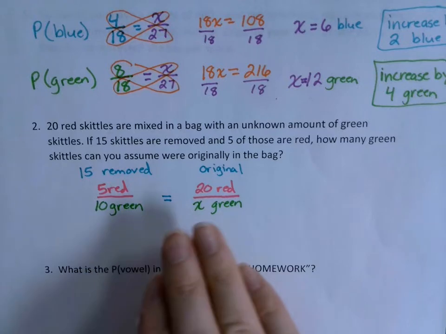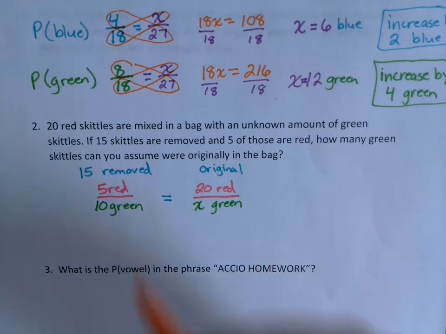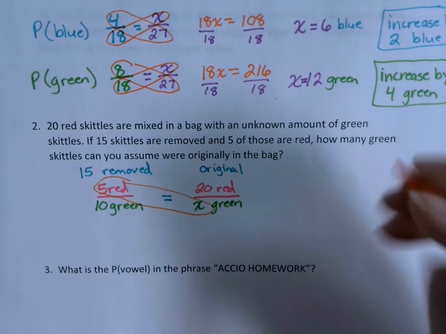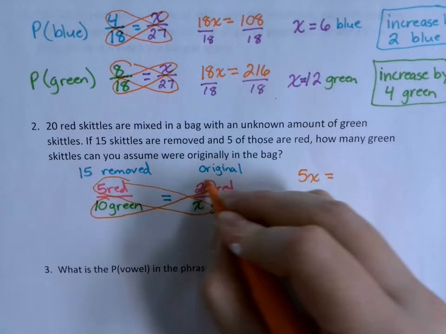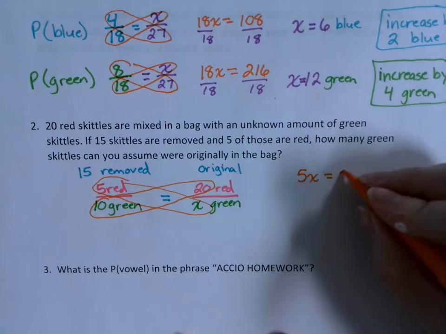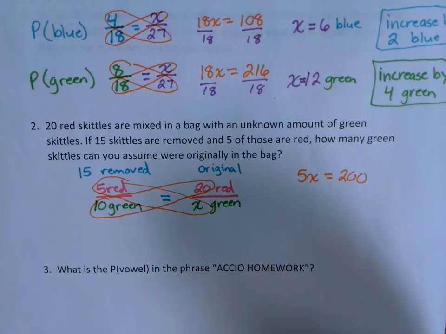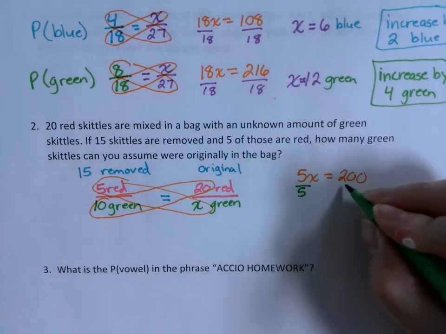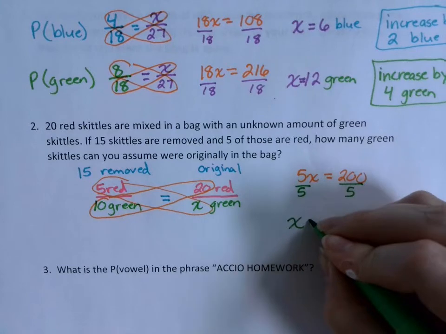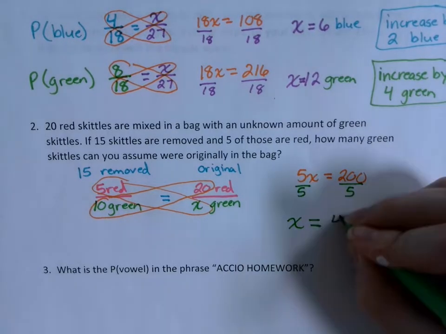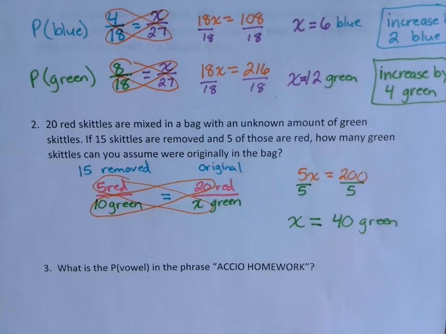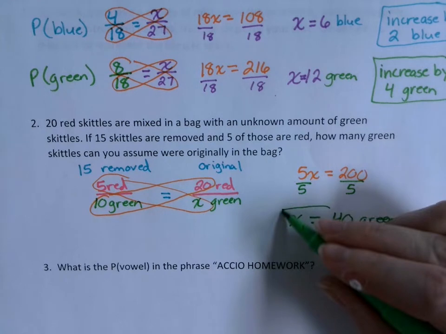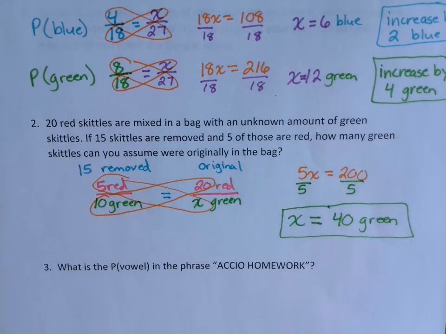So we would multiply 5 times x, that's going to give us 5x. We would multiply 10 times the 20, that's going to give us 200. And then we're going to divide both sides by 5. And so we can safely assume that there's about 40 green Skittles in the bag. Now again, that's just an assumption. It doesn't mean that that's the exact amount. It's just an approximation based off of the probability from the amount that we removed.